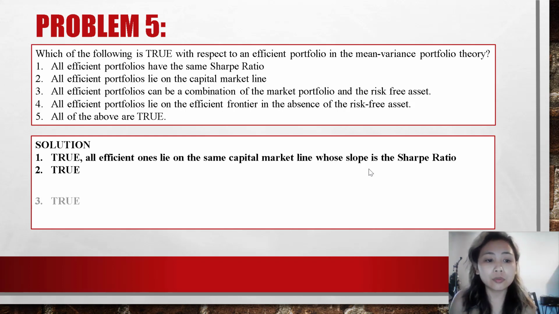So 3 is true. Now number 4, all efficient portfolios lie on the efficient frontier in the absence of the risk-free asset. This is correct because the risk-free asset is also an efficient portfolio, because that is where the capital market line crosses the vertical axis. So 4 is true. And 5, all of the above are true. This is correct. So the answer is number 5. All of the above is true.